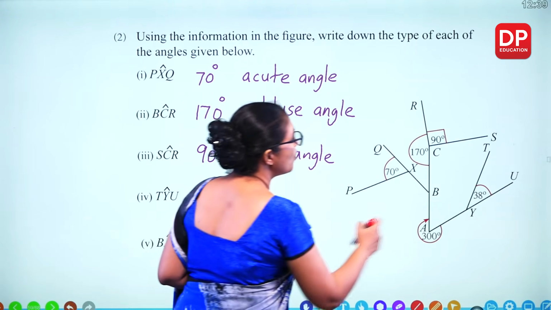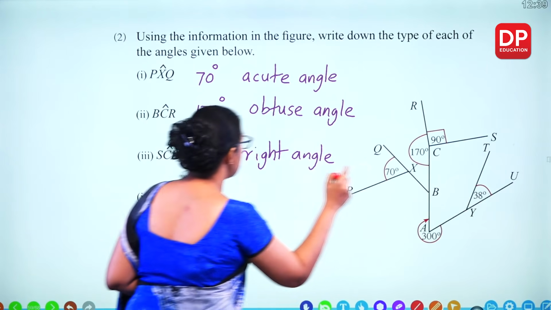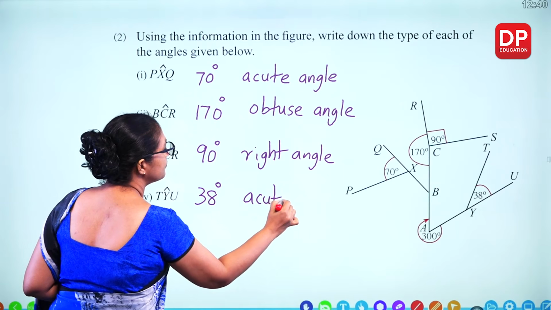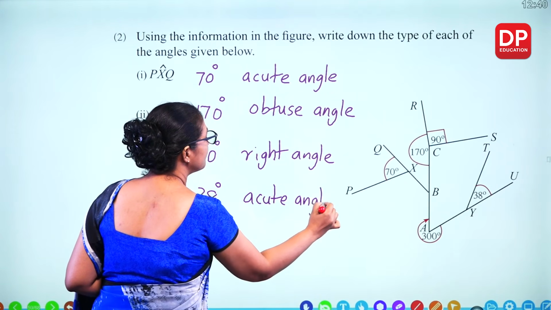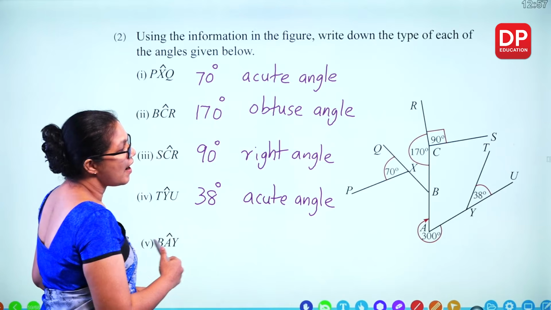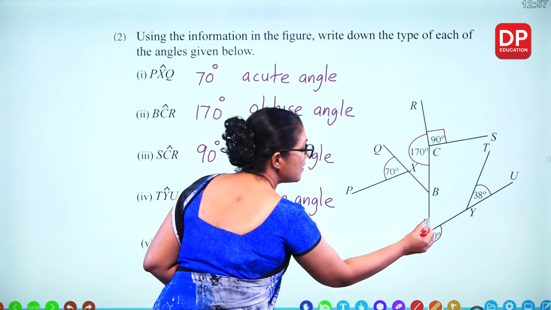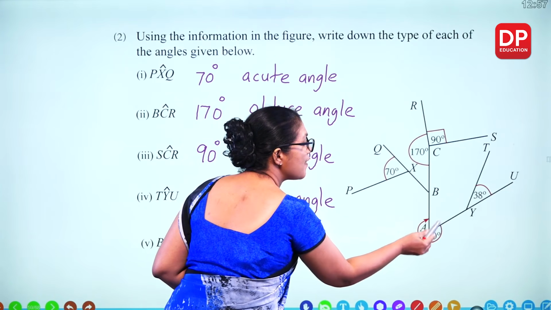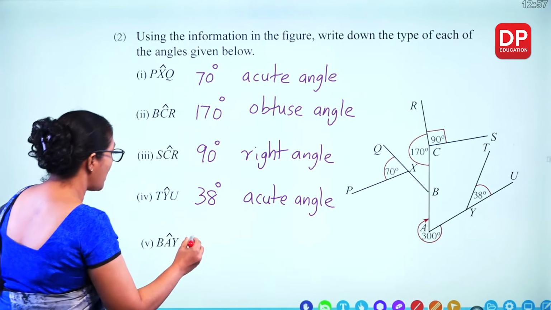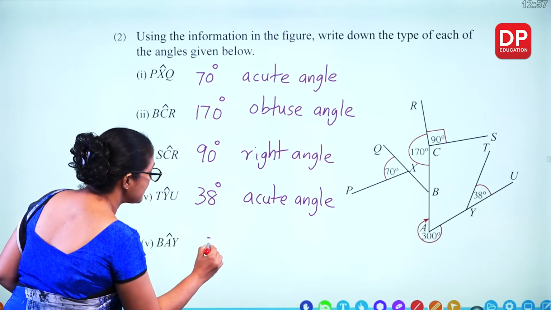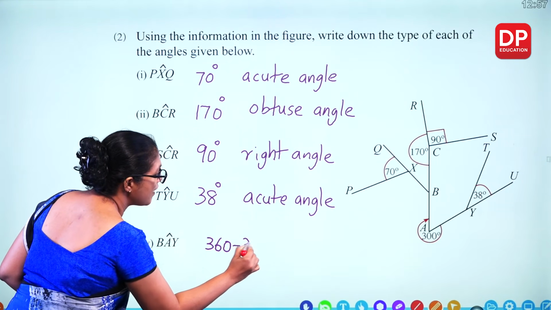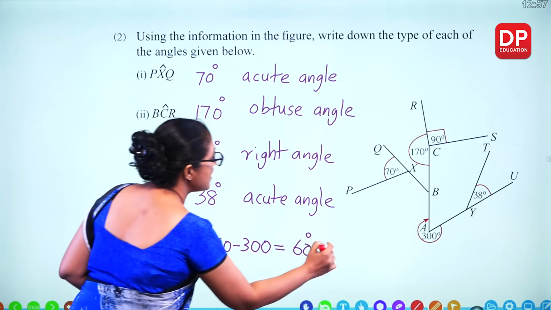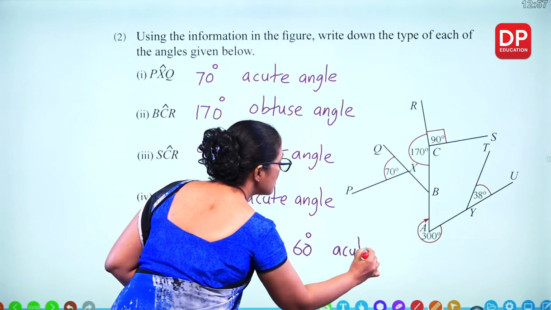TYU, that's 38 degrees. Acute angle. BAY, this angle, the reflex angle is given as 300. So what's the other angle? BAY is 360 minus 300. That's a 60 degree angle. So 60 means it's an acute angle.